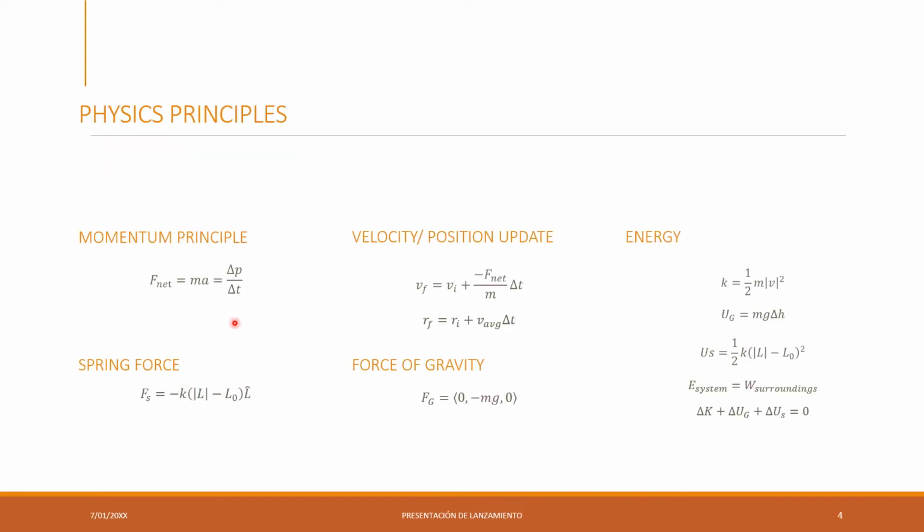For this lab, we use the momentum principle, which is just F net equal to mass times acceleration, or just changing momentum over changing time. We also use the velocity and the position update formulas, and we consider the oscillation with the spring force equation, which is negative k times the length of the spring minus L naught times L hat. We also use different forms of the energy principle. As you can see here, we have kinetic energy, energy due to gravitation, spring, and how the energy of the system is equal to the work of the surroundings, and of course we cannot forget about the force of gravity.